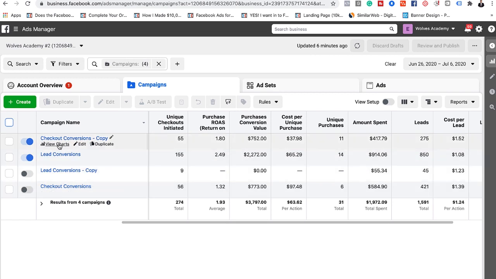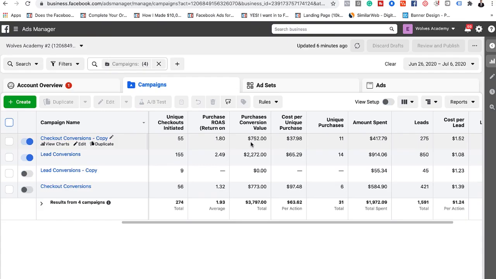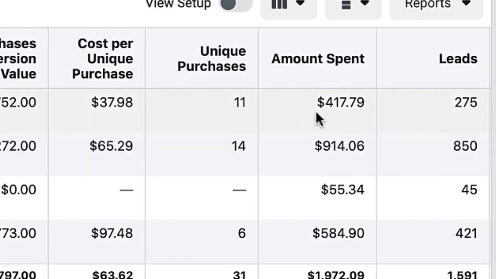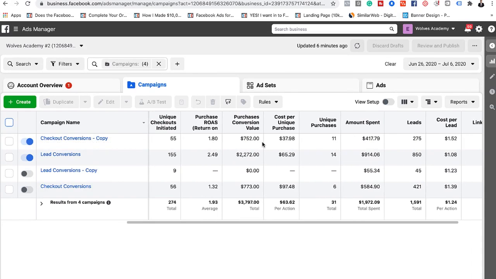And then what we did, as I stated before, is we duplicated it. And you look here, since we've actually duplicated, our cost per purchase on the new campaign is $37.98, which is below our $60 cost per purchase KPI. Additionally, the purchase conversion value is $752 with $417 spent. So we've made a 1.8 return on our investment.